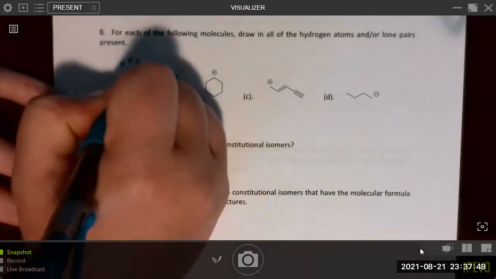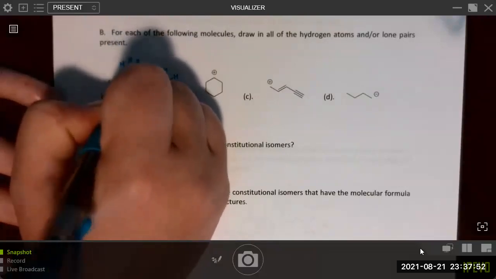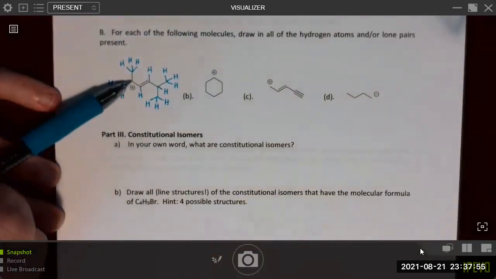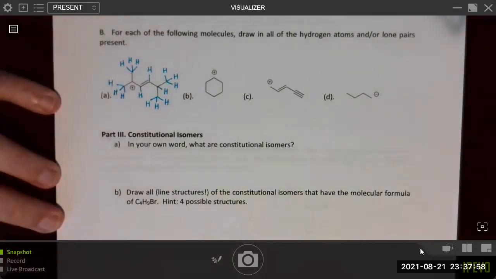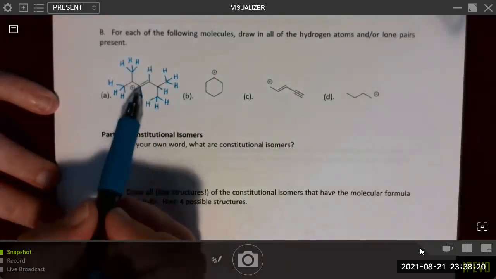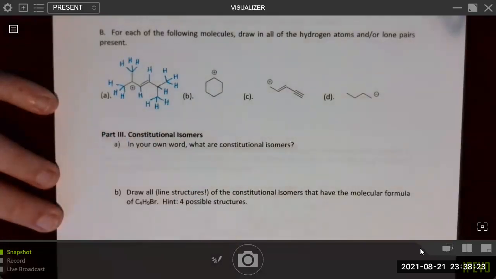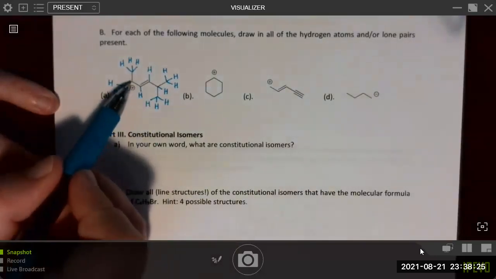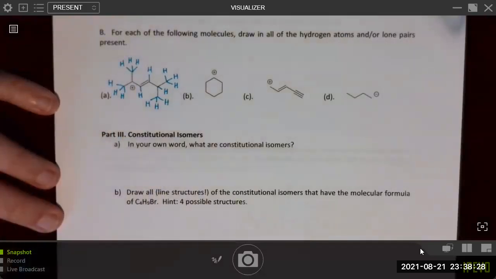Also, these methyls at the end are all CH3, so there's 3 hydrogens attached. Notice that this carbon has a positive charge. That means that it's electron deficient. It's not making 4 bonds. Instead, it's making 3 bonds. We call it a carbocation, and it has an empty p orbital. So it's missing an electron from its p orbital, and it's sp2 hybridized and trigonal planar. And so we don't need to draw a 4th bond to this carbon because, again, it's only making 3 bonds. And there's a missing electron, so we don't want to draw a lone pair there.